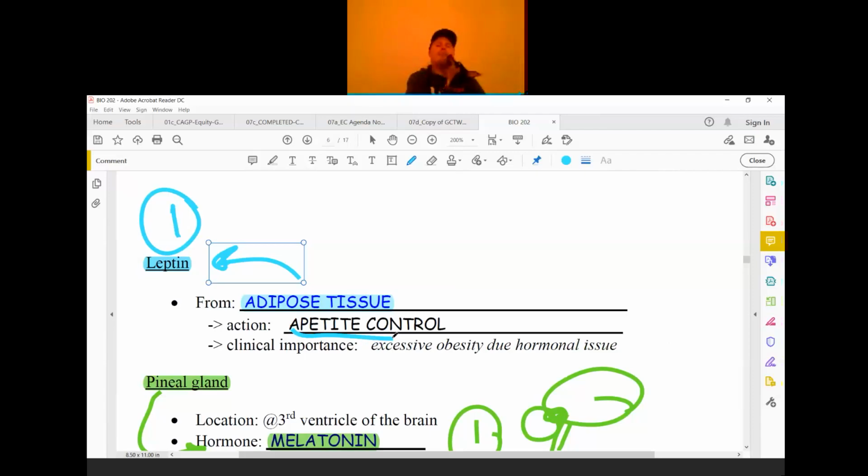So we sometimes have situations where an individual, especially a younger individual, is just morbidly obese, and we can't really understand why they don't have that natural stop for eating. They just keep eating and eating and eating. Well, the explanation to that might be in the leptin hormone.